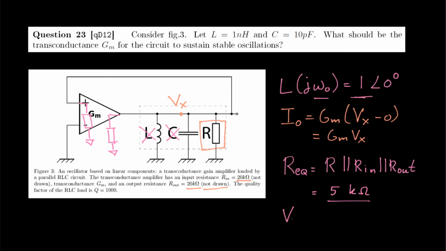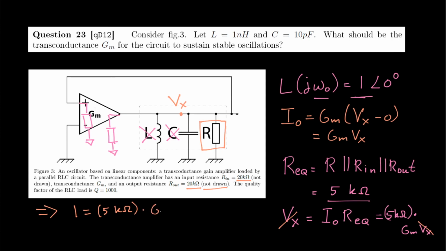So Vx should be the same as the current that we inject times the equivalent resistance, and that is equal to 5 kilo ohms times Gm Vx. We can now cancel Vx on both sides of the equation, and that gives us that 1 has to be equal to 5 kilo ohms times Gm. We can now invert this side to get that Gm has to be equal to 0.2 millisiemens. And that's the correct answer.